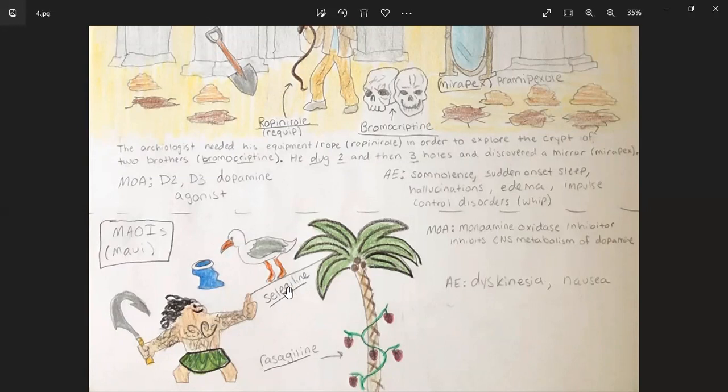So the drugs in this category are selegiline and then rasagiline. So I have a seagull on a line. Seagull for seal, and then he's on a line, selegiline, and then some raspberries growing here, also like raspberries growing in a line for rasagiline. Adverse effects are dyskinesia, which is not really shown, and then nausea.